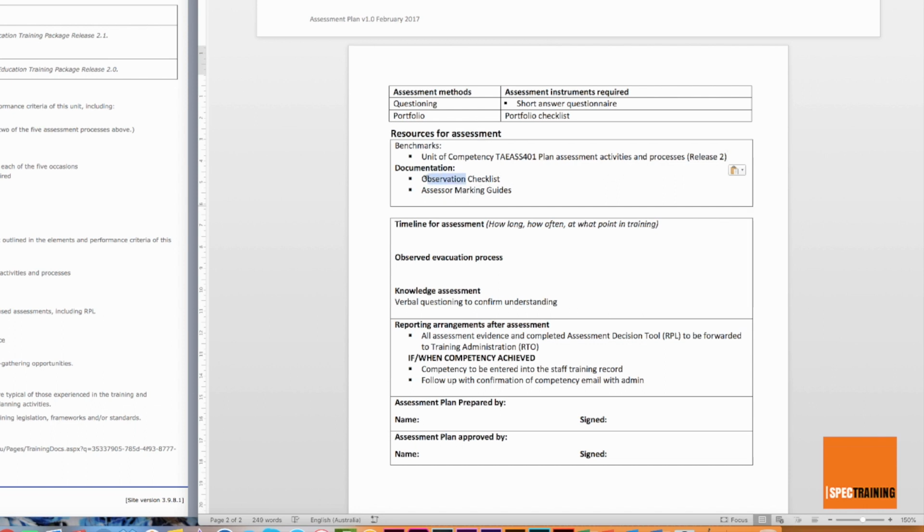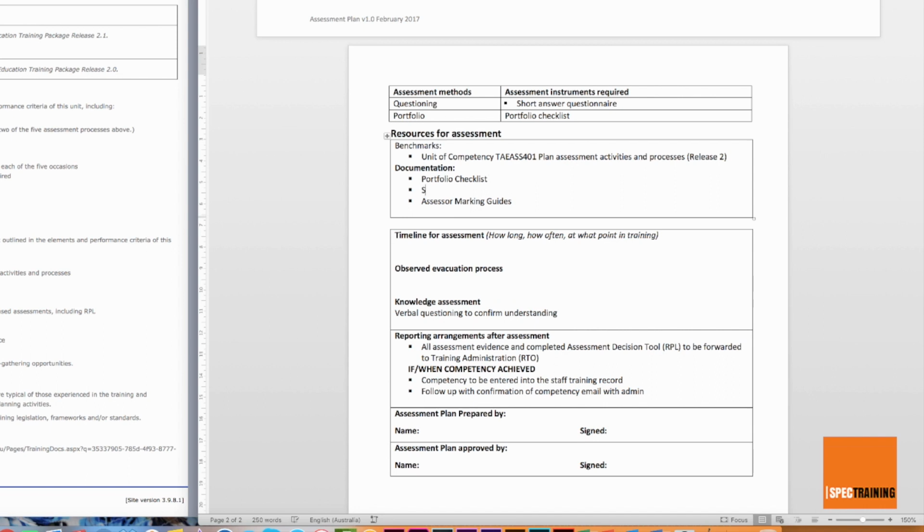Documentation, well, we're going to have a portfolio checklist, not an observation checklist. We're also going to have the short answer test or questionnaire, and we're going to have the assessor marking guides. Now, the marking guides are dead important in any assessment tool. Why? Because without them, we cannot ensure some sort of consistency in marking, which goes against the rules of evidence.